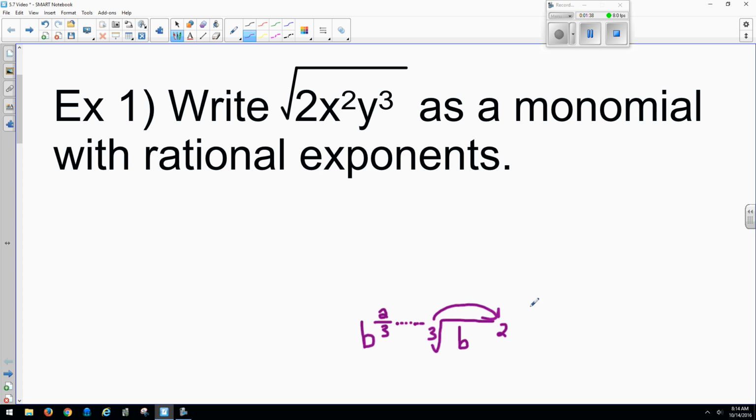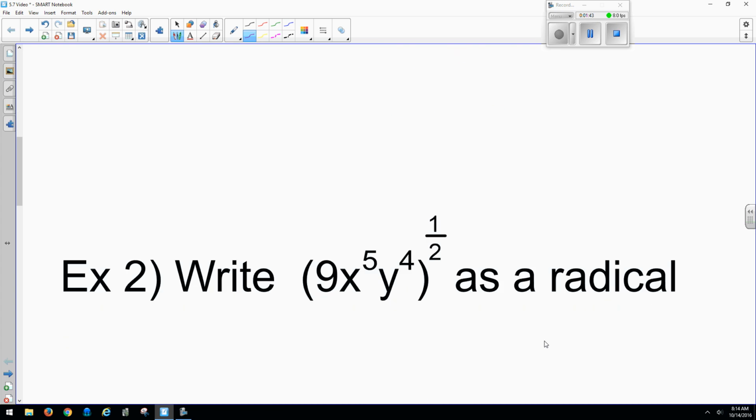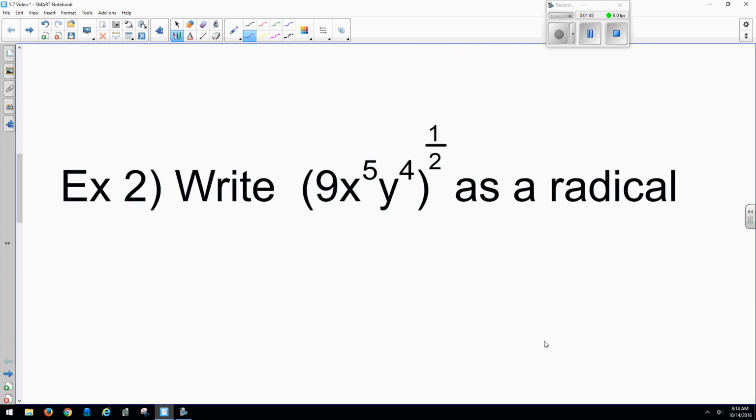So, I'm going to do this example first, and it goes along with what we're saying. I have this whole thing, 9x to the fifth, y to the fourth, to the 1/2 power. And I want to write that as a radical, and certainly we're going to reduce, right? We don't want to just leave it like that. So I'm going to write the radical right here.